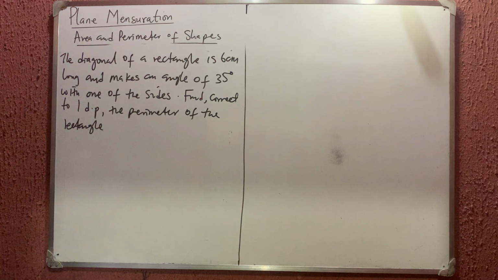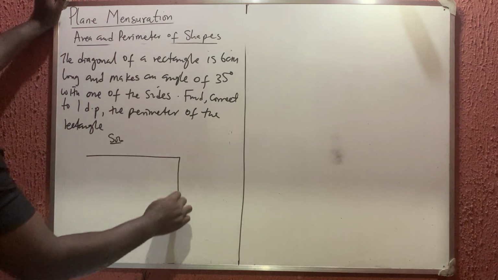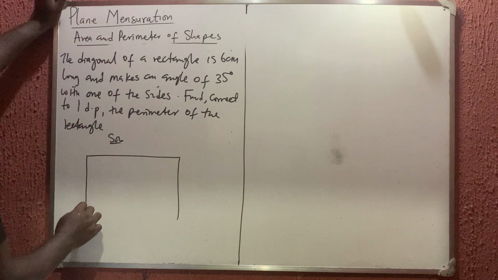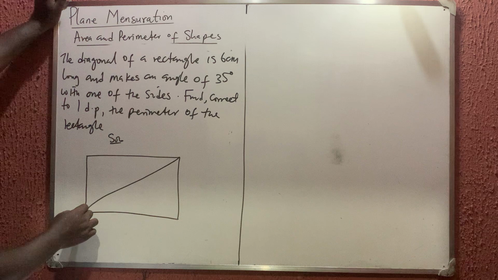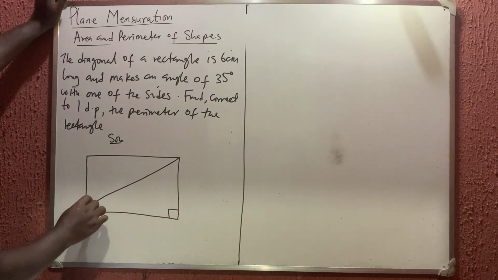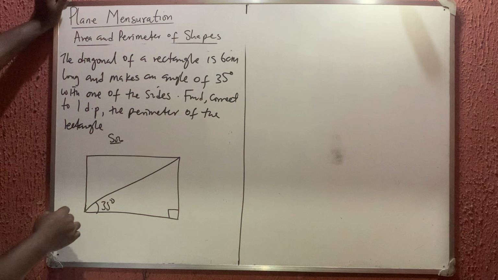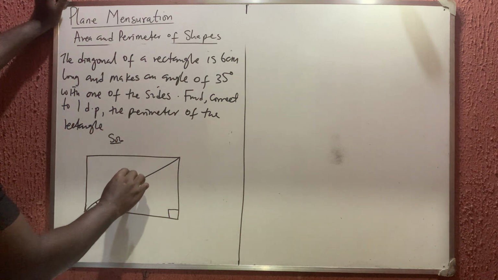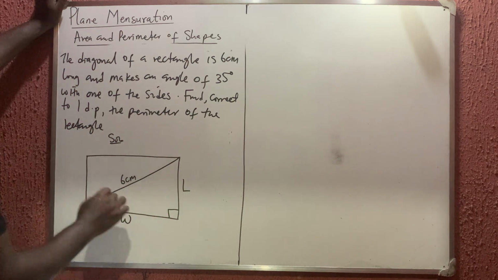So what do we do now? This is very simple. Solution: let us draw it. Let's have that this is the rectangular shape, then this is the diagonal. Don't forget that here is 90 degrees. It makes an angle of 35 degrees, and they told us that the diagonal is 6 cm long. Let's say that this is our length, this is our width.